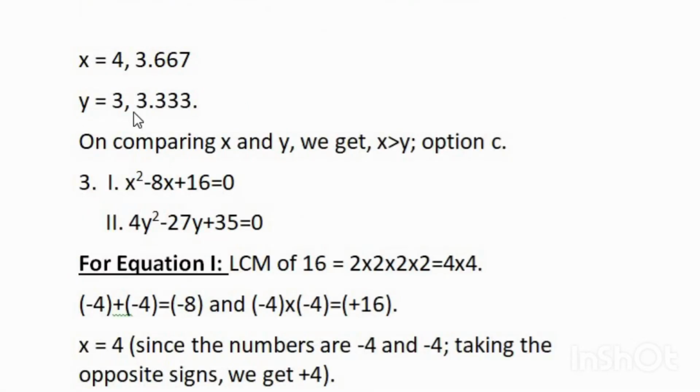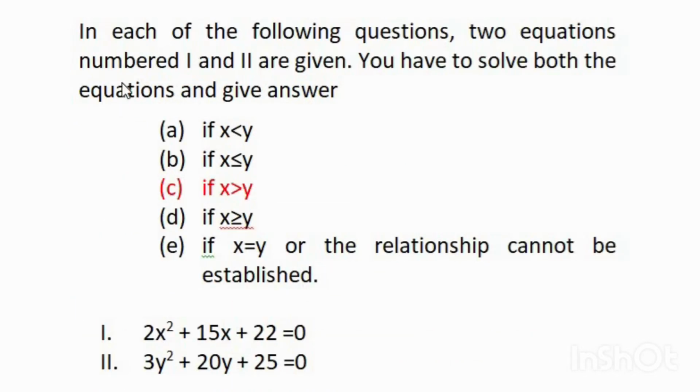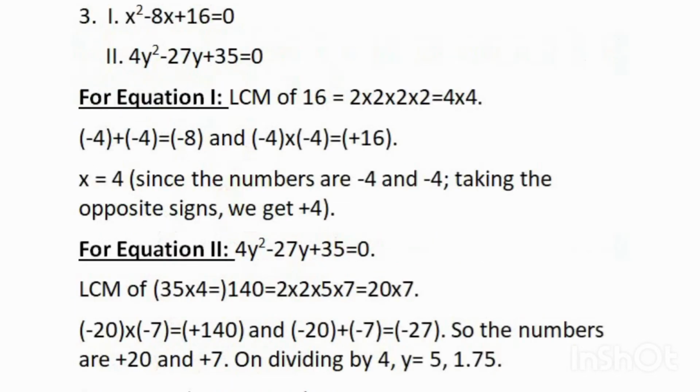Now we have to compare these two values, x and y. Considering 4 and comparing it with these two values, 4 and 3, 4 is greater. 4 and 3.33, 4 is greater. And considering this value, 3.667, and comparing it with 3 and 3.33, we will find that 3.667 is greater compared to 3 and 3.33. So we get x is greater than y. So which option is the answer? Option C is the answer. x is greater than y.